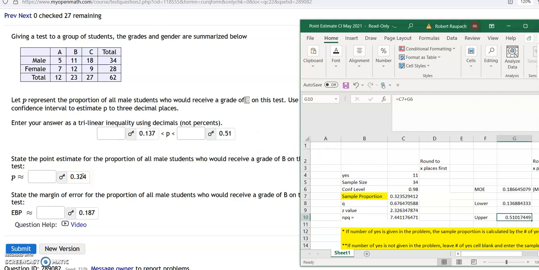Your point estimate is basically your sample proportion. That's what point estimate is, same thing. It's right here, 0.324. And your margin of error is 0.187, okay?